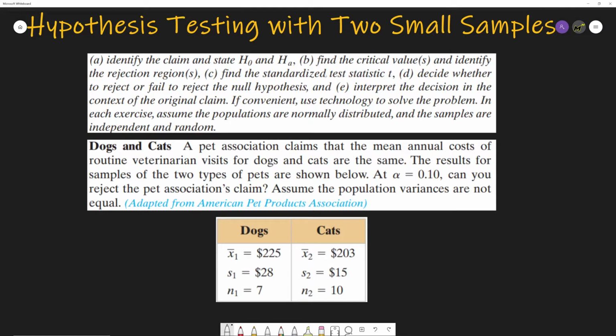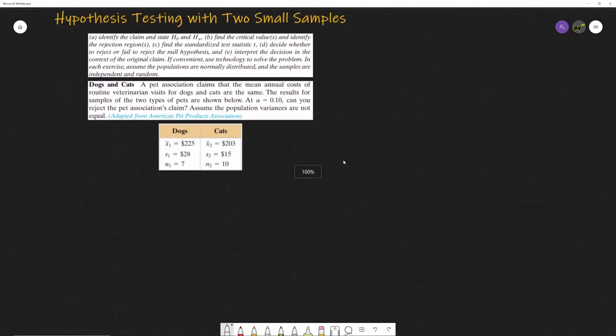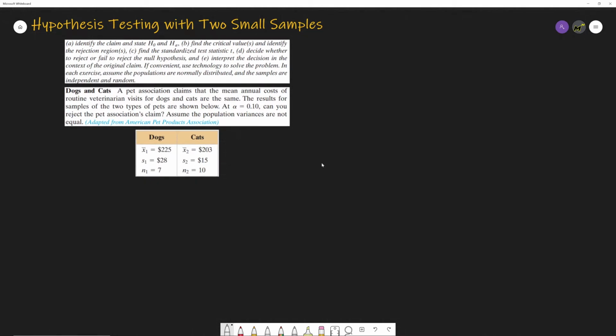Alright, well, let's go ahead and figure it out. So we need to find a few things. We need to state the null and the alternative hypothesis, find the critical values, identify the rejection region, decide whether we're going to reject or fail to reject this claim, and then interpret the results. The most important part, being able to interpret what we just solved. Alright, let's get to it. So the first one, let's go ahead and state the alternative and the null hypothesis.